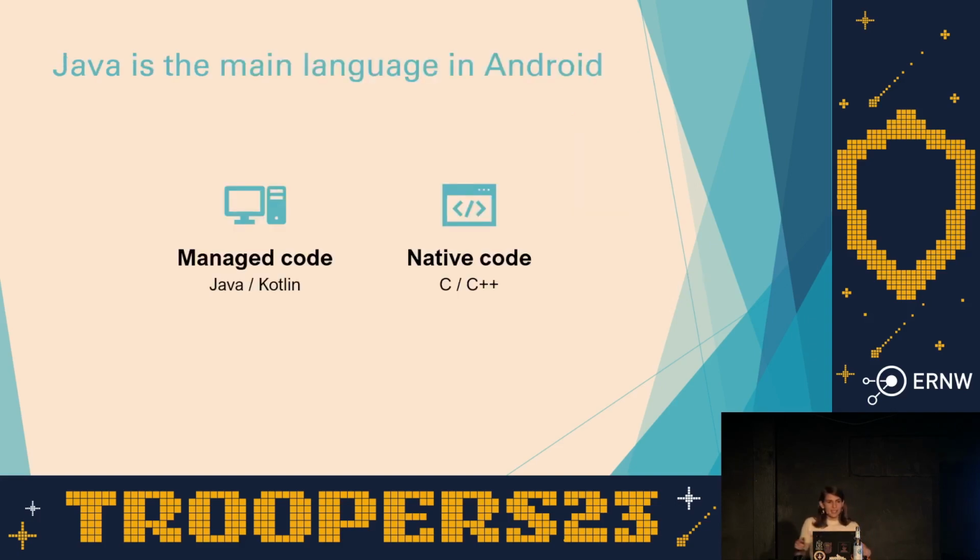Now let's get into some of the background of our obfuscation and our native code inside of Android. First of all, the primary programming languages inside of Android are going to be Java and Kotlin. This is going to be your managed code, but what you might not be aware of is that you can actually include additional native C or C++ code inside of your Android applications as well.